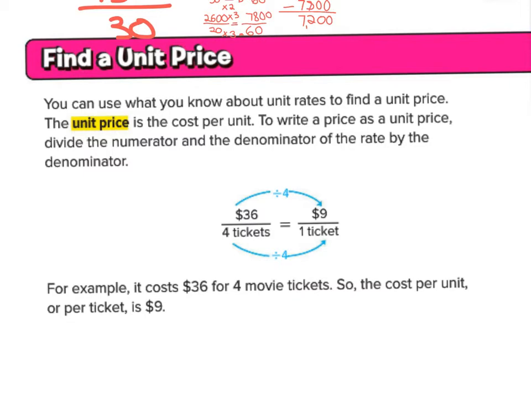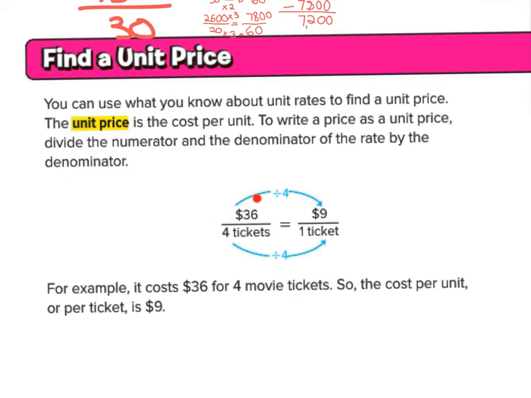I realize that we are covering a lot of content. Here is another key concept that I need you to write down: the unit price, when we talk about bringing things down to the price of 1, right? You can use what you know about unit rates to find a unit price. The unit price is the cost per unit. To write a price as a unit price, divide the numerator and the denominator of the rate by the denominator. Again, you just divide the top by the bottom.